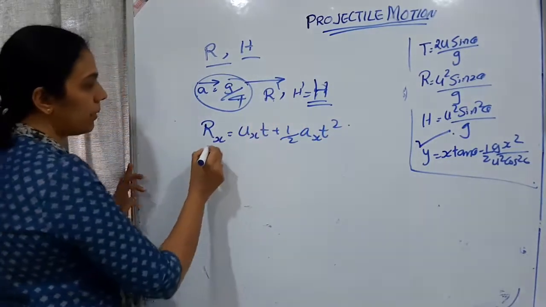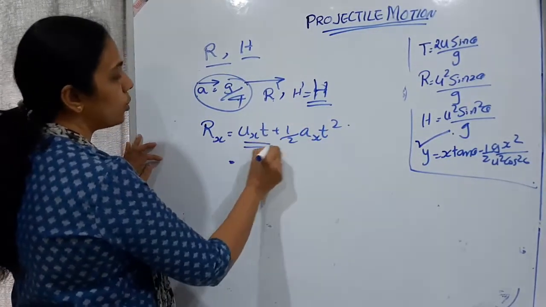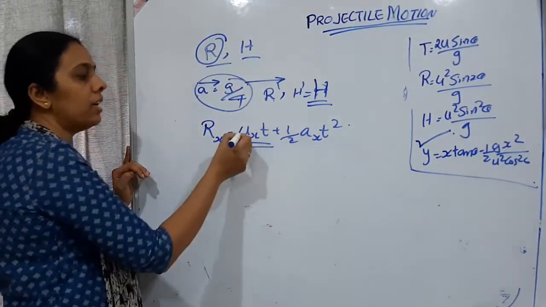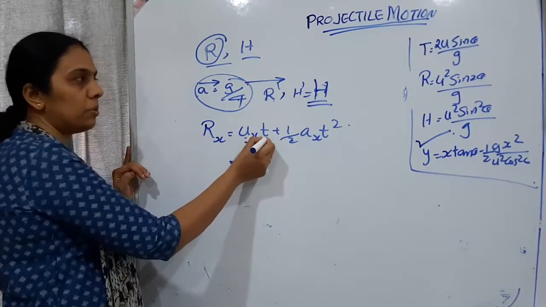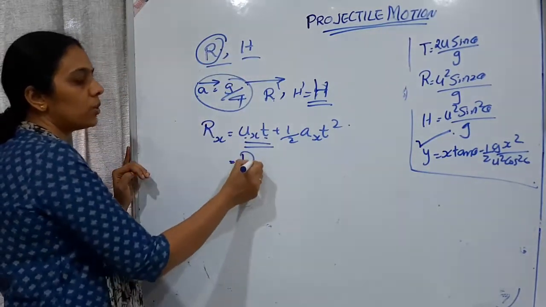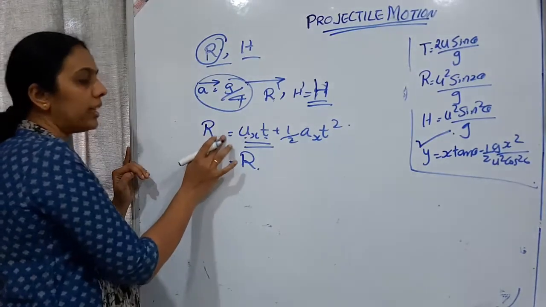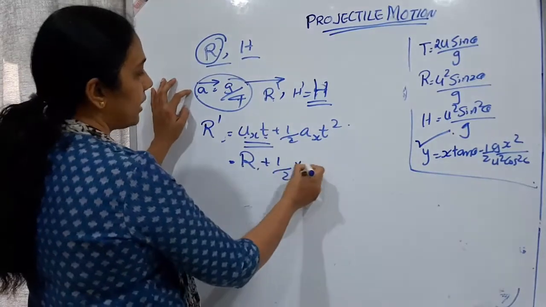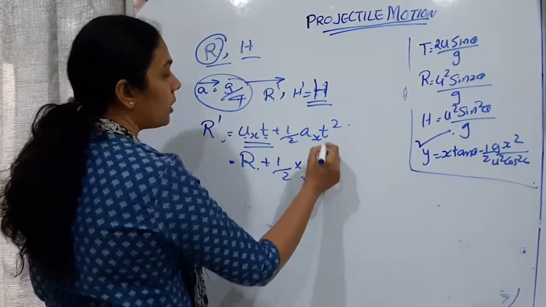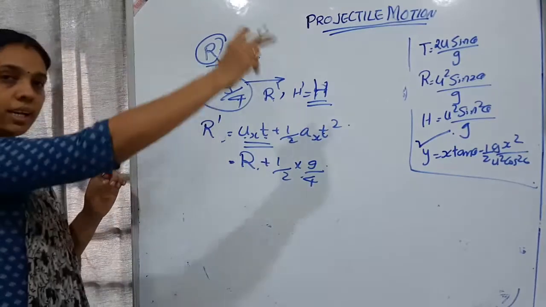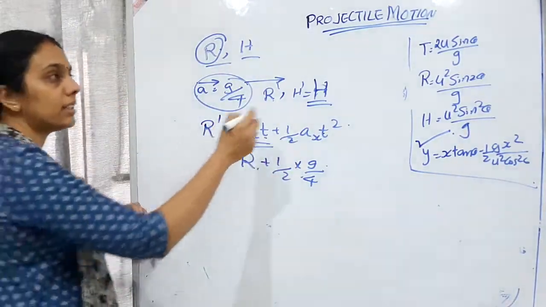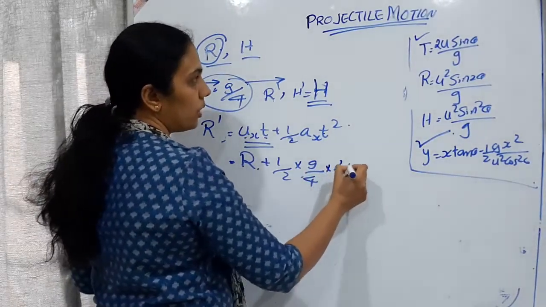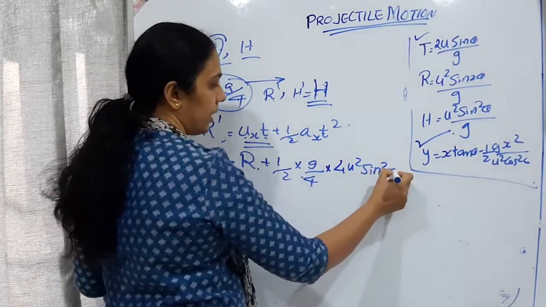Okay, so here we will get R is equal to ux into t. Before getting the acceleration, the horizontal range will be ux into t. So instead of ux into t, we can substitute the old horizontal range plus half ax, where ax equals g by 4. What is t square? T is the total time of flight. When it is completing the total range, it is covering with the total time of flight, so that is 4u square sine square theta divided by g.